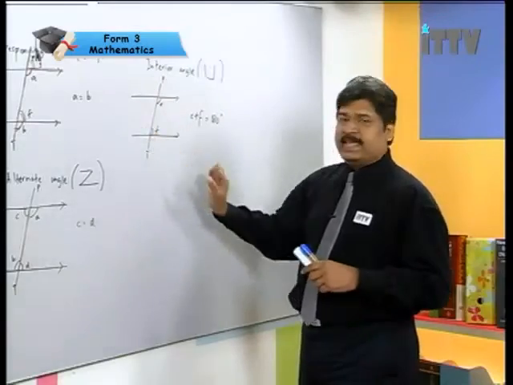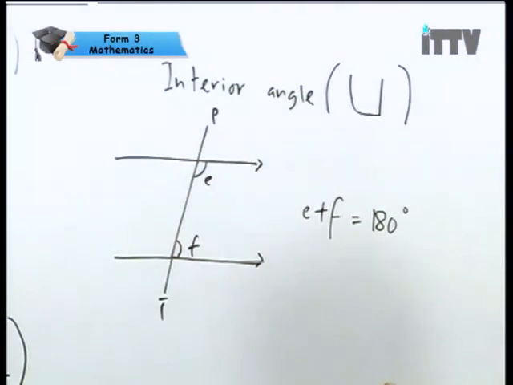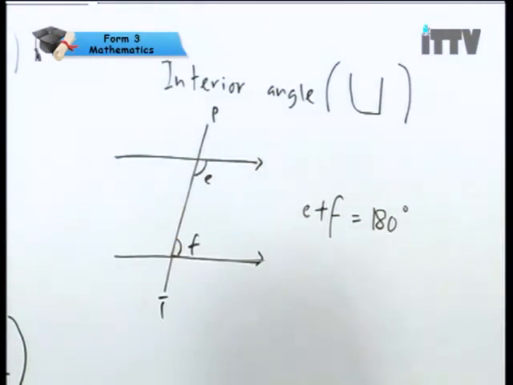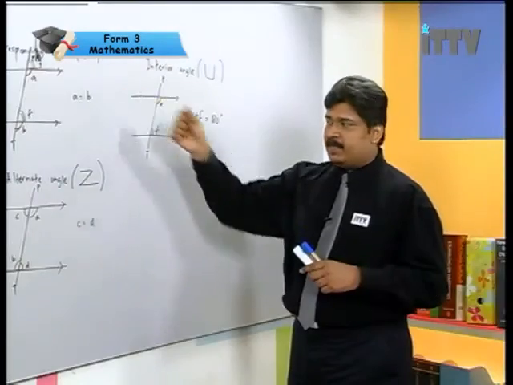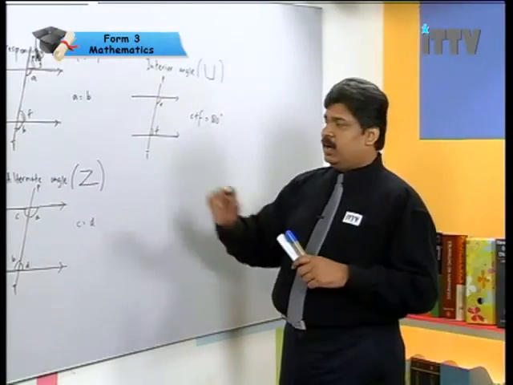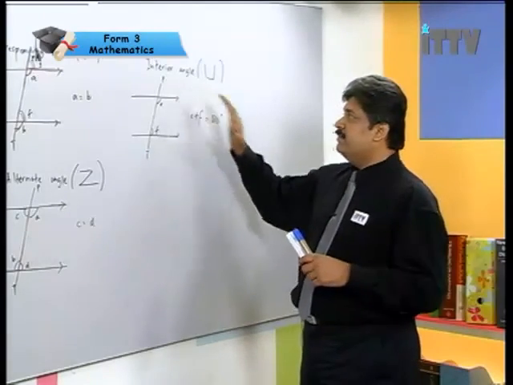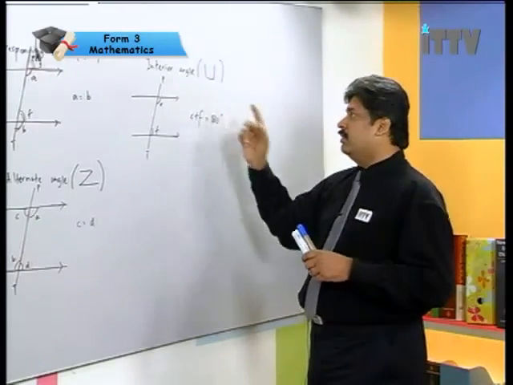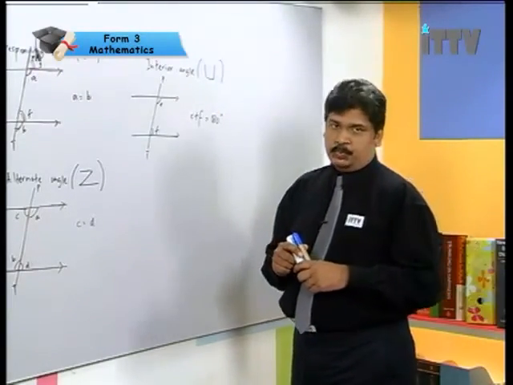Let me just recap or summarize what you have learned so far. For corresponding angles, look out for the alphabet F. For alternate angles, look out for Z, and finally for interior angles, look out for the squarish U.